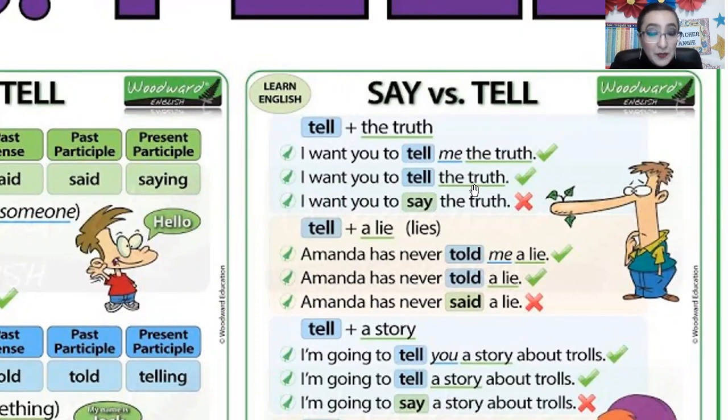And here you are going to be having some phrases that can be useful. Tell the truth. I want you to tell me the truth. Actually, we are going to be talking about this. I want you to tell the truth. That could be cool. Okay. I want you to say the truth. No, these are going to be like exceptions, okay?